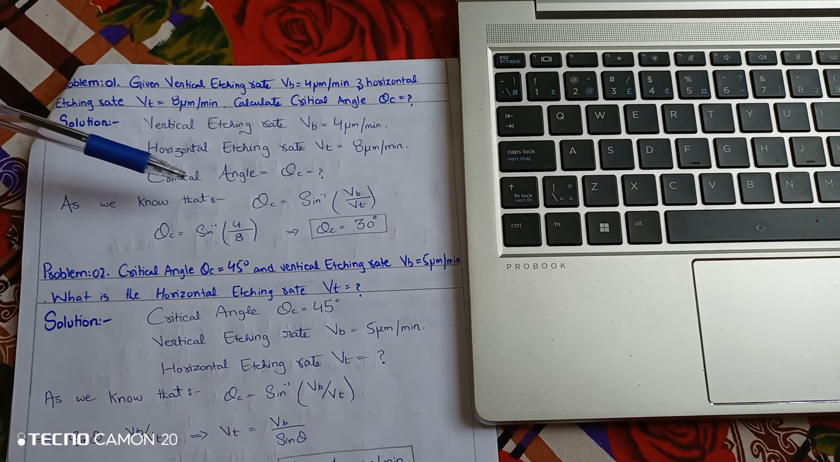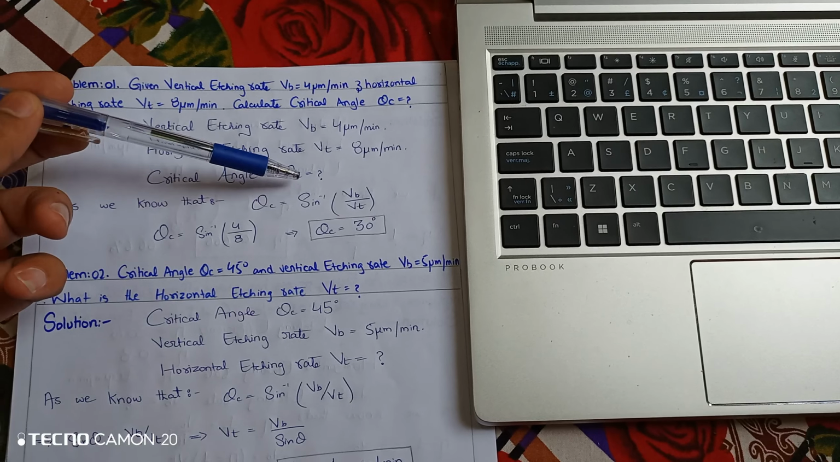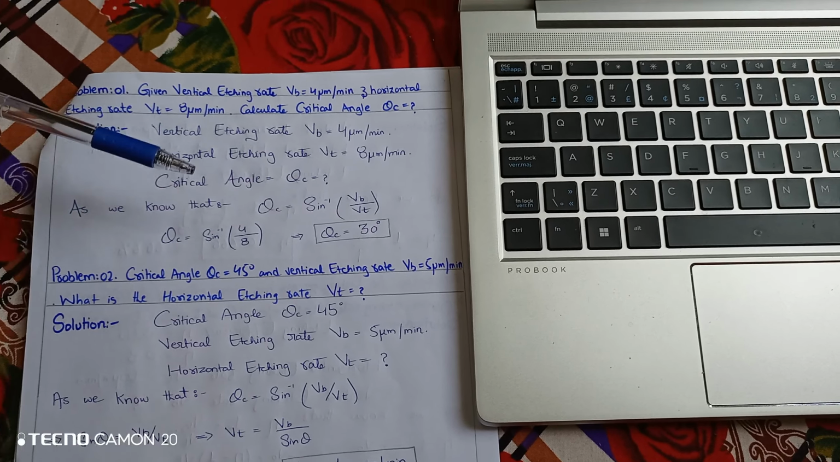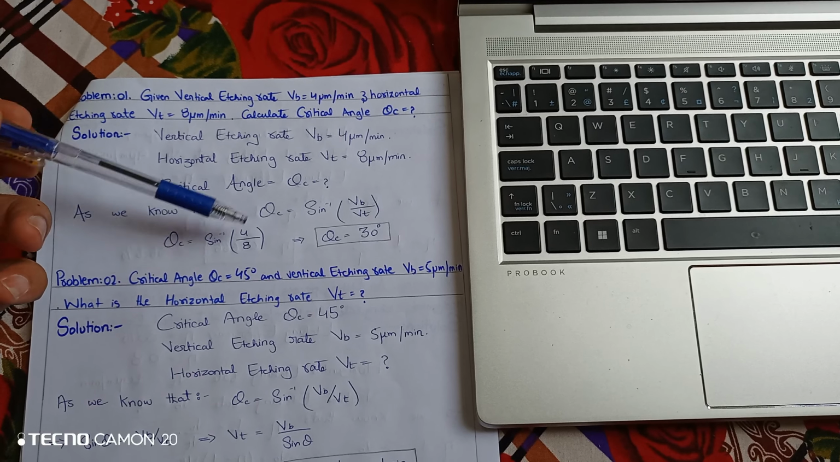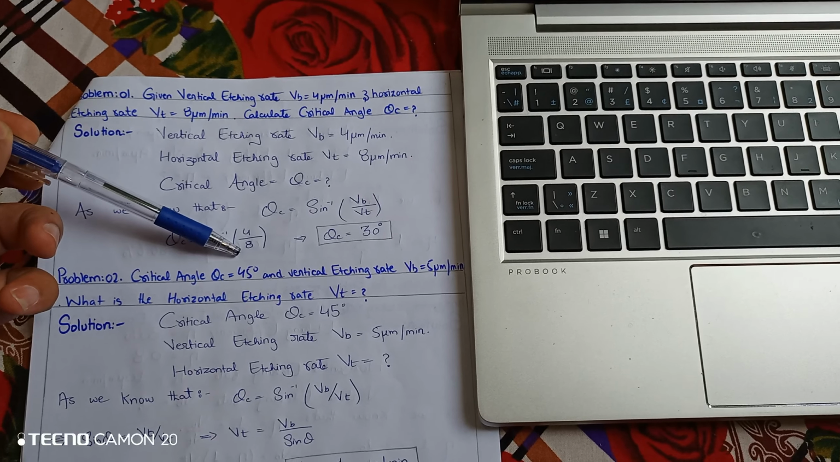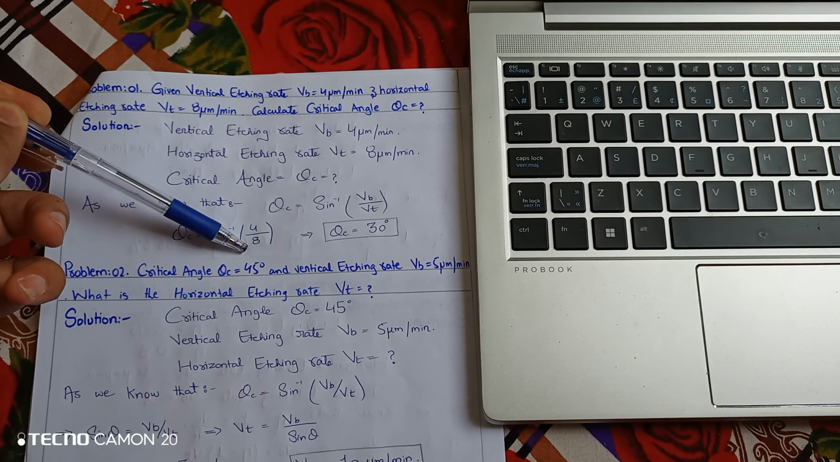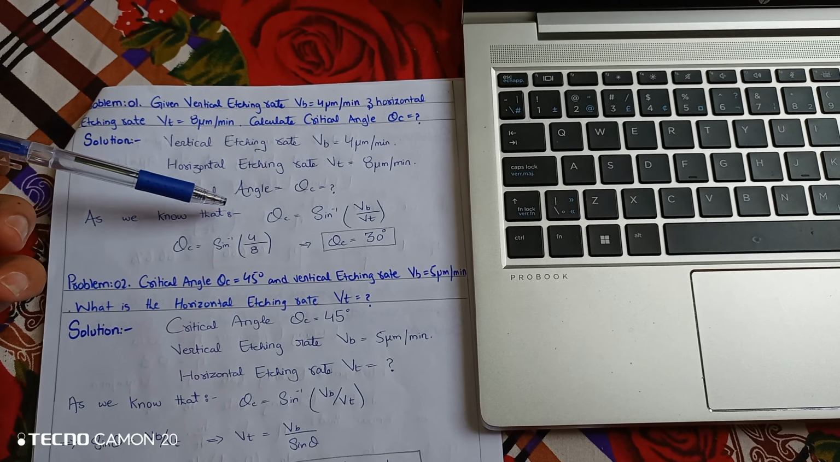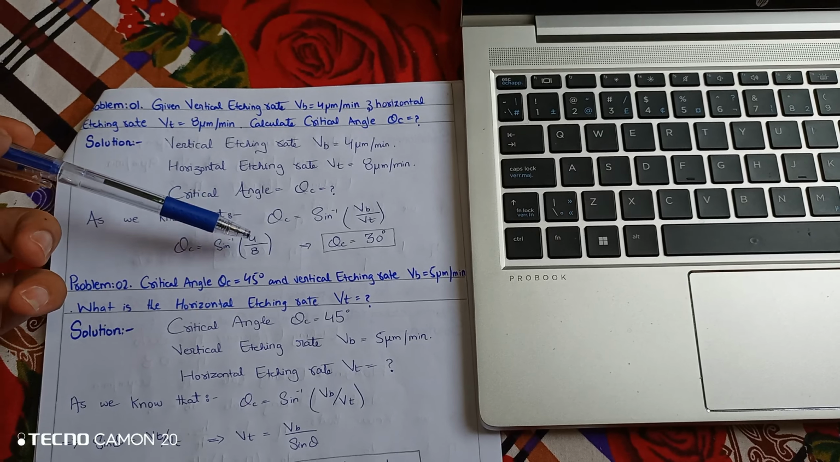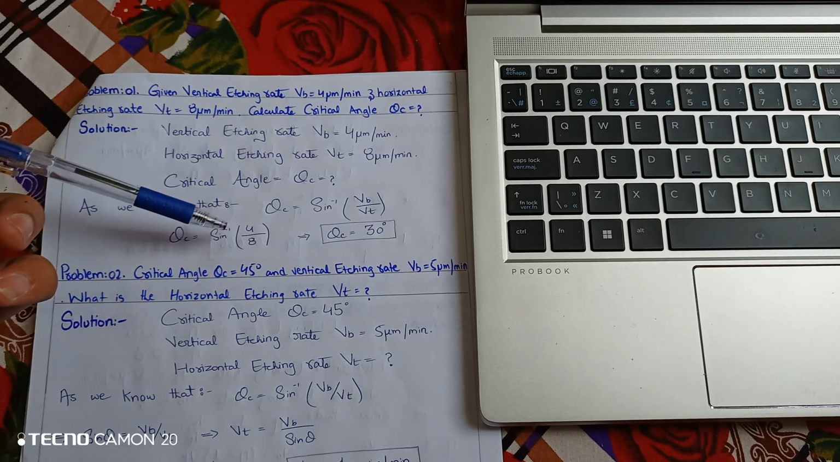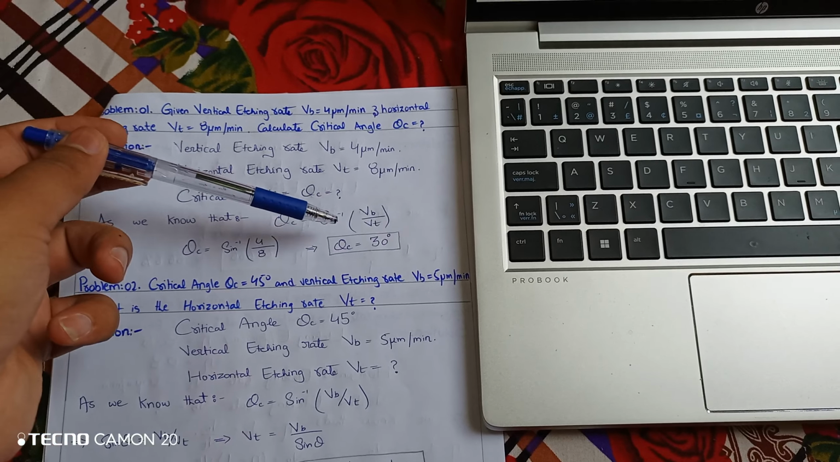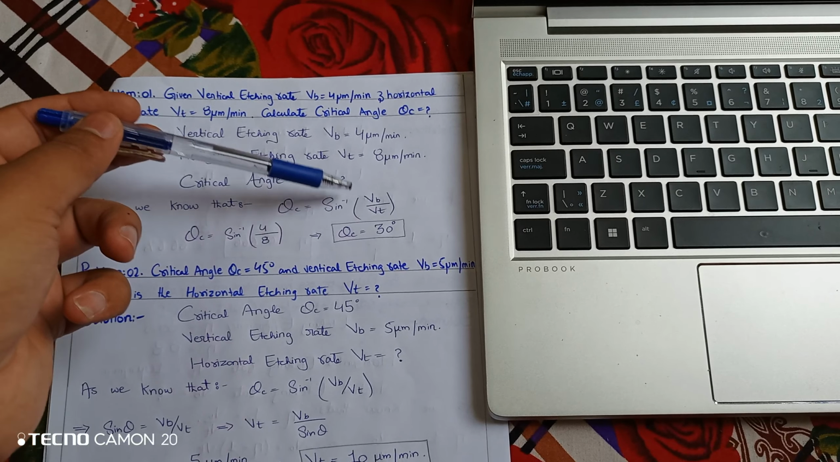You know the relation: theta c equals sine inverse of VB by VT. Just putting the value of VB, which is 4, and the value of VT, the horizontal etching rate, which is 8, and after taking sine inverse of 4 by 8 you will get 30, because the unit of theta is degree, so your answer is in degree. So the answer is: the critical angle is 30 degree.